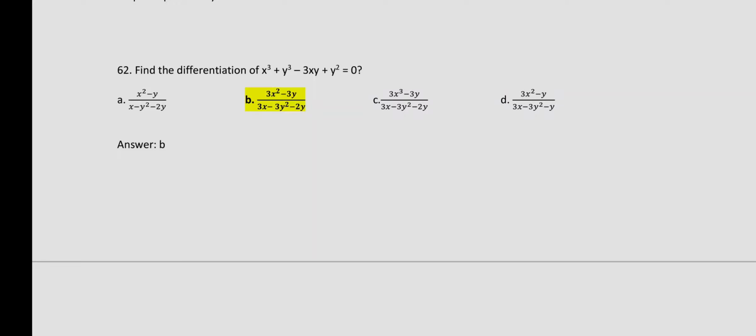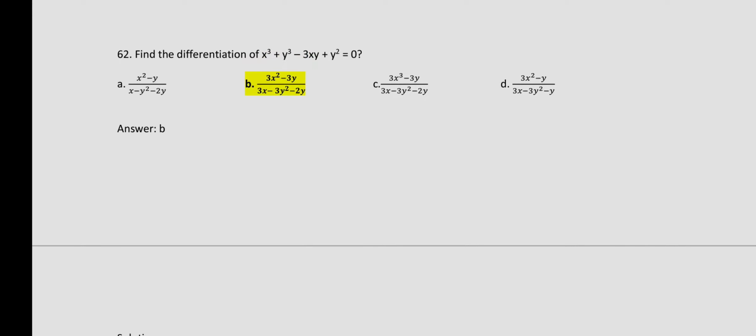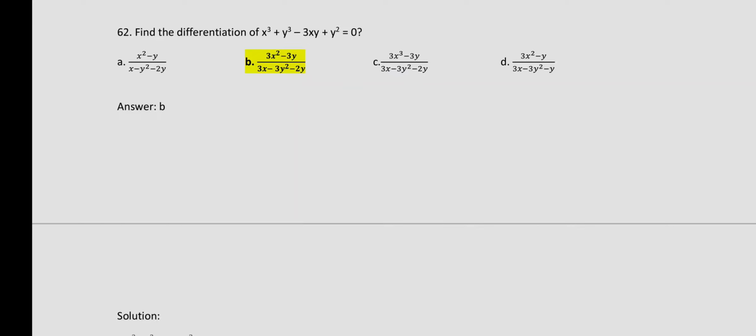Problem number 62. Find the differentiation of x cubed plus y cubed minus 3xy plus y squared is equal 0. So, pag nakita mo tong problem na to sa board exam, ang sagot dito ay letter B. Or, 3x squared minus 3y over 3x minus 3y squared minus 2y.